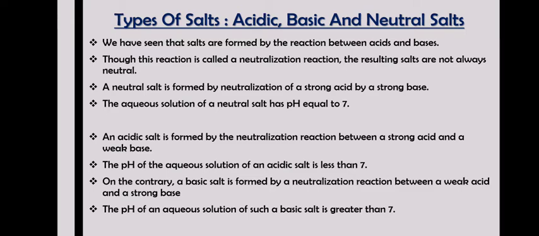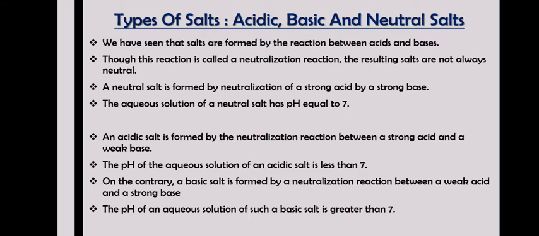Right? Now an acidic salt is formed by the neutralization reaction between a strong acid and a weak base. So the pH of the aqueous solution of an acidic salt is less than 7. On the contrary, a basic salt is formed by a neutralization reaction between a weak acid and a strong base. So basic salt will be formed, right, whose pH will be greater than 7.